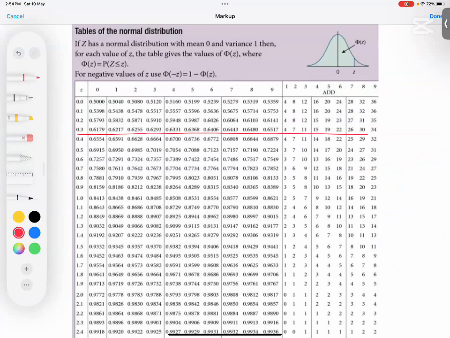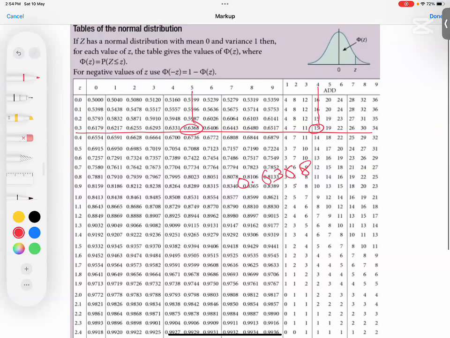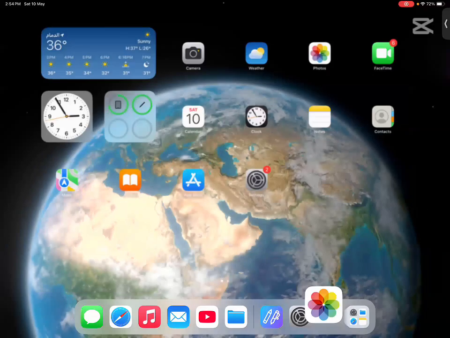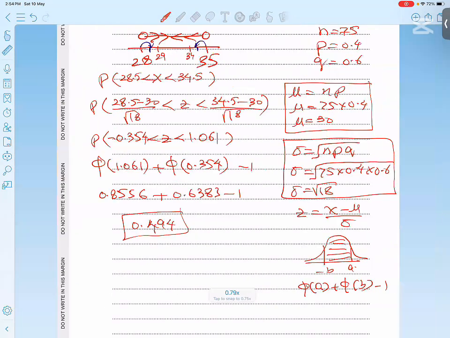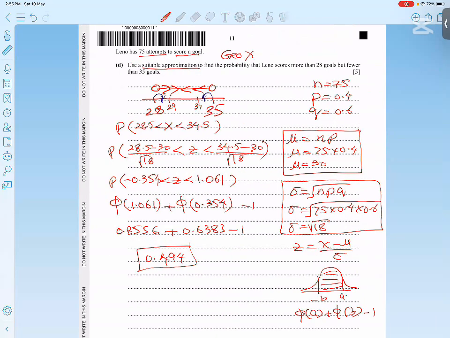Now 0.354: 0.3 is this line, and 0.35 and 4, so 0.6383. If I add them and subtract 1, the final answer I'm getting from here is 0.494. I hope the concept of the question is completely clear.